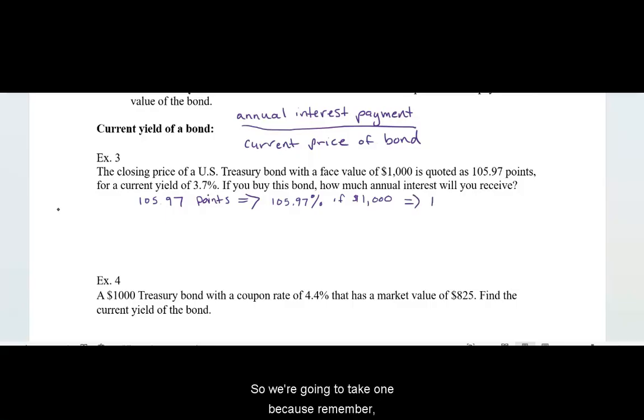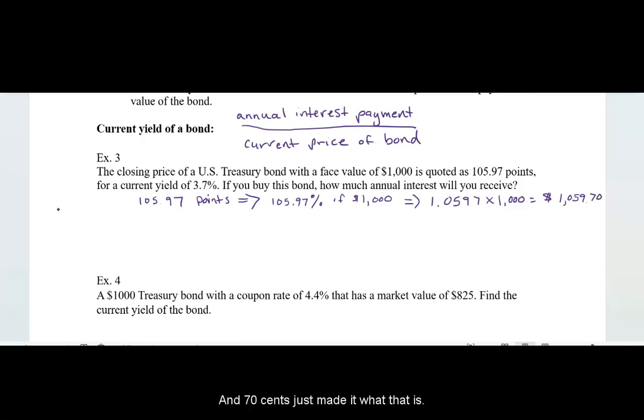So we're going to take 1.0597, because remember, we're turning this into a decimal, times the 1,000. And what that gives us is $1,059.70. Let me just label that. Okay, so what that is up here, and I'm just going to put an arrow, I want to make sure I have room for everything. This is the current price of the bond.